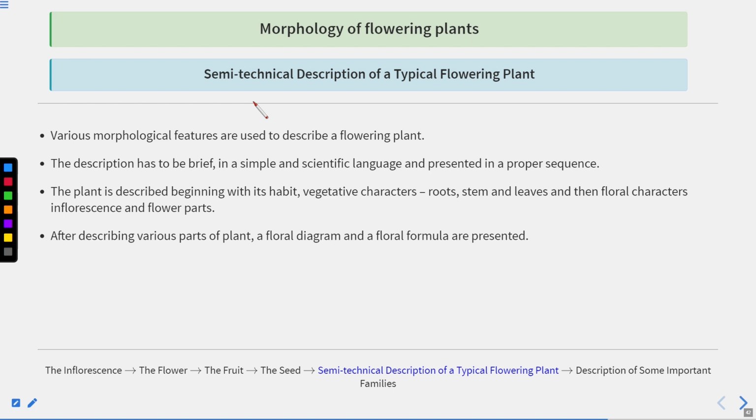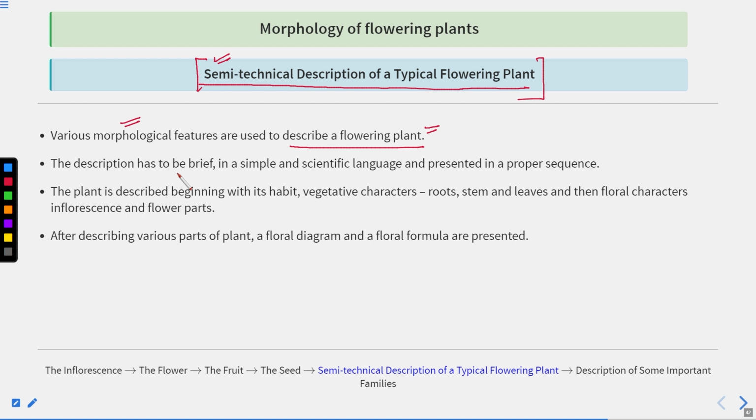Okay, now comes the semi-technical description of a typical flowering plant. Let us talk about a typical flowering plant. So before that, there are some terms that we must remember. So the various morphological features are used to describe a flowering plant. So let us see those morphological features.